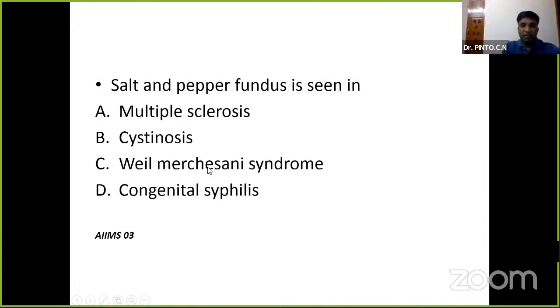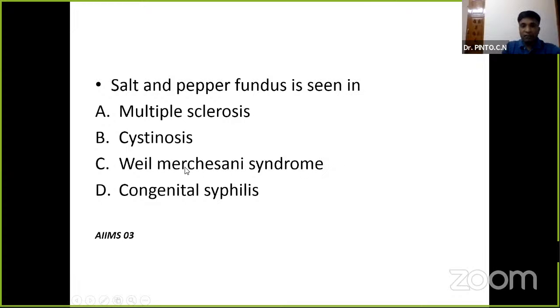Then you have Weil-Marchesani syndrome. This is very similar to Marfan syndrome. In Marfan syndrome, there will be ectopia lentis, isn't it? Similarly, in a case of Weil-Marchesani syndrome, you have ectopia lentis. But if you look at the clinical features, in Marfan syndrome the person will be very tall and slender, but in Weil-Marchesani, they will be short and obese. And again they will have ectopia lentis.